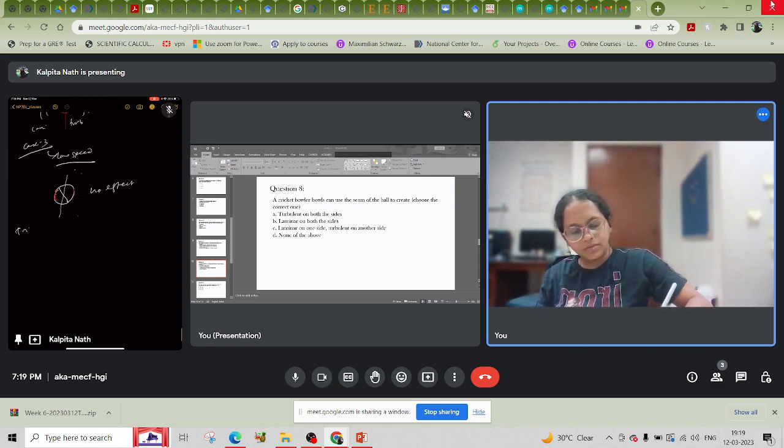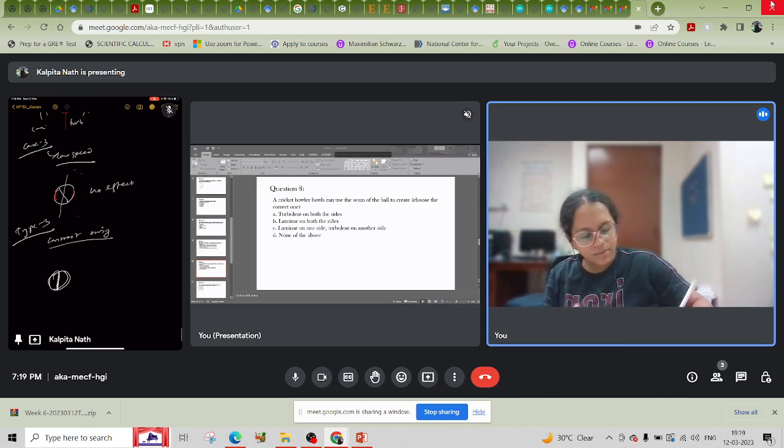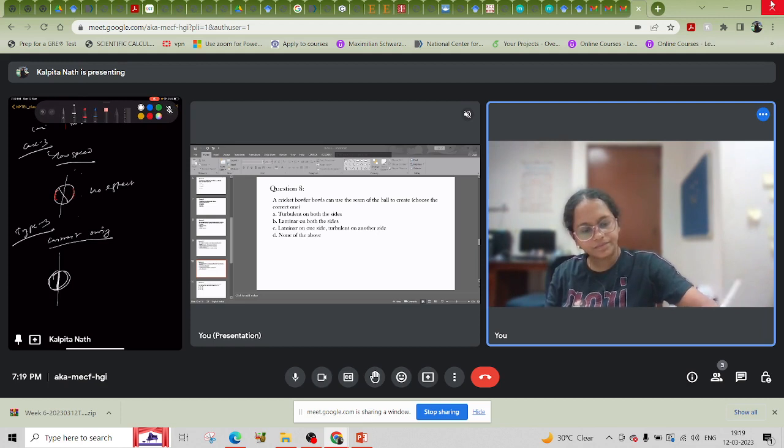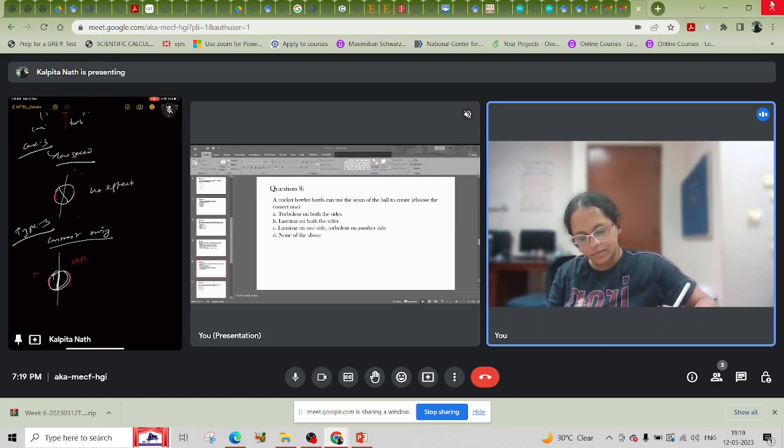Now, type 3 is contrast swing. In contrast swing, this is the ball, this is the seam of the ball. It will be parallel to the vertical direction. So what is happening? Again, this is rough side, this is smooth side. Rough, this is smooth. Okay.